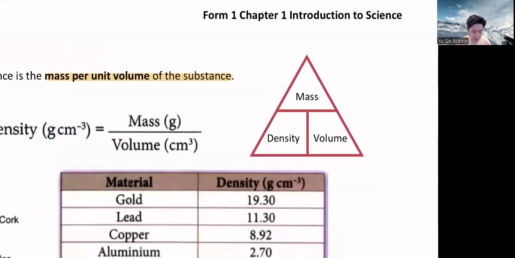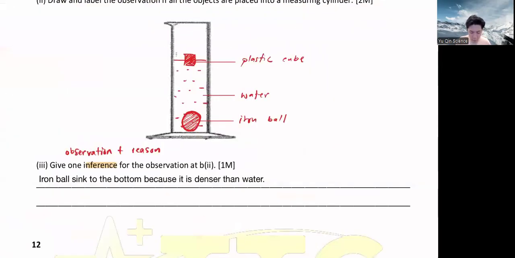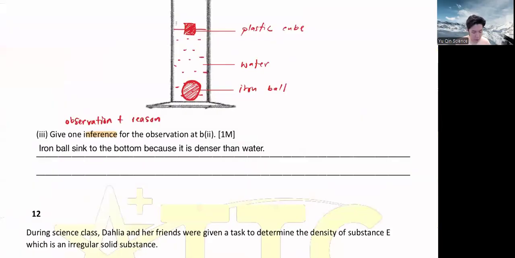So it's up to you. I think I go for the iron ball. Iron ball sink, this is my observation. Because it is denser than water, that's my reason. So that's the formatting that you have to answer, the answering format.